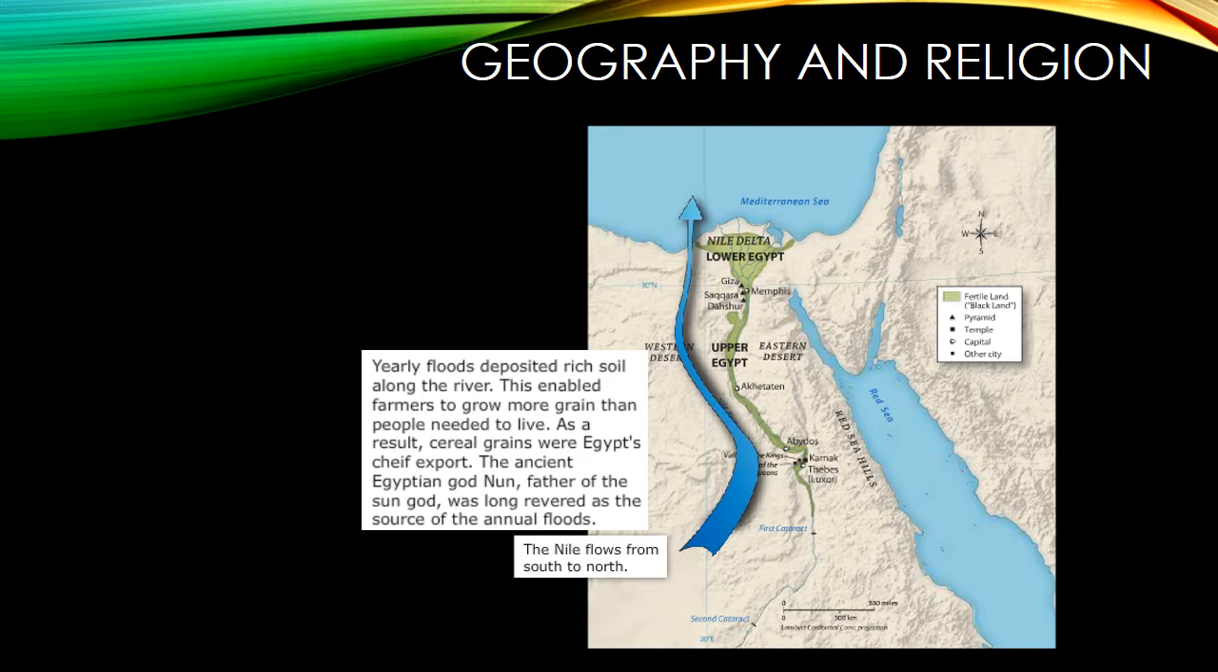Every year, yearly floods deposited rich soil along the river. This enabled farmers to grow more grain than people needed to live. As a result, cereal grains were Egypt's chief export. The ancient Egyptian god Nun, father of the sun god, was long revered as a source of the annual floods. So there we see again their religion, their gods that they've created explaining their natural environment, the world around them that they did not have answers for.